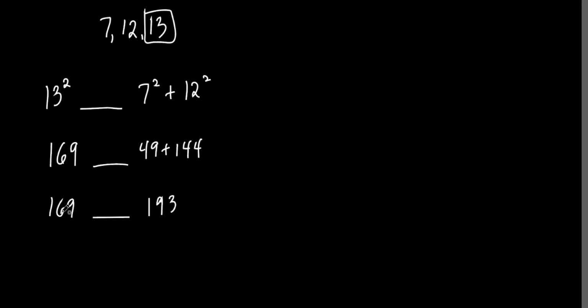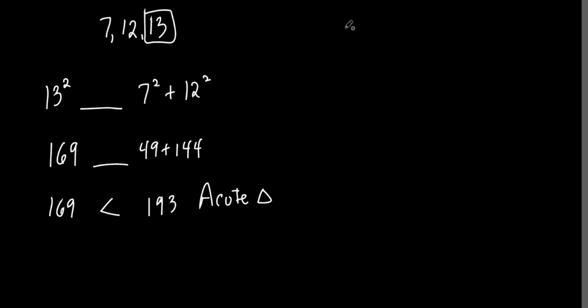So let's compare 169 to 193. It's less than. 169 is less than. So what kind of triangle is this? It's an acute triangle. It's acute. All right? There you go.